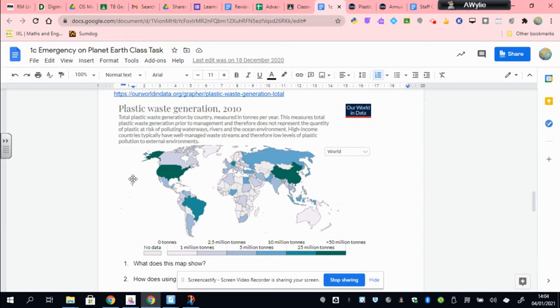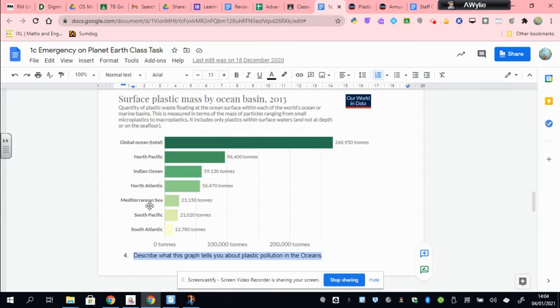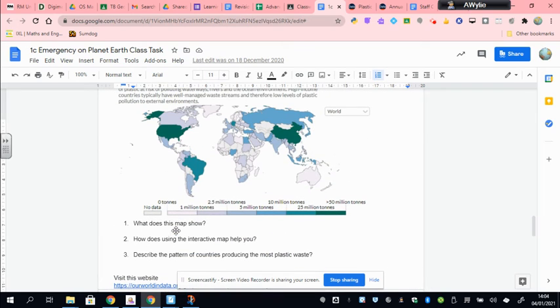I could explain that. I then might look at this graph and say, so why is the South Atlantic so low? Well, there's the South Atlantic. Look at the continent that lies over here. Is it producing a lot of plastic waste? And you probably say, no, it's not.